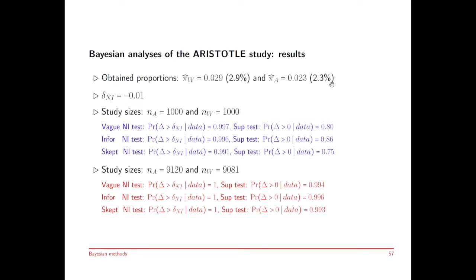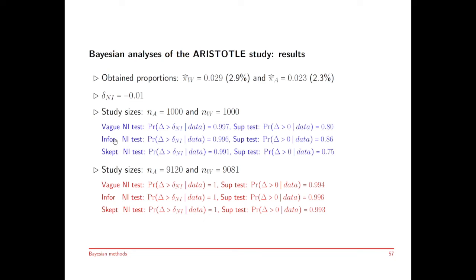Here are the observed proportions, and here are the results for the smaller study size and this for the total study size. In the first case, for the vague non-inferiority test, we get a non-inferiority probability of 0.997, really satisfying non-inferiority. On the other hand, the superiority test gave us a posterior probability of 0.8, which was much lower than what we required, namely 0.975.